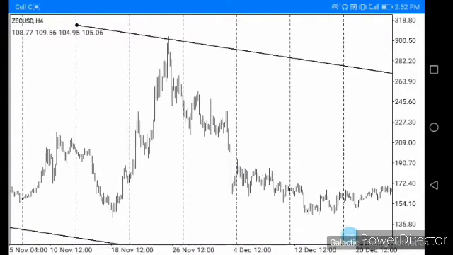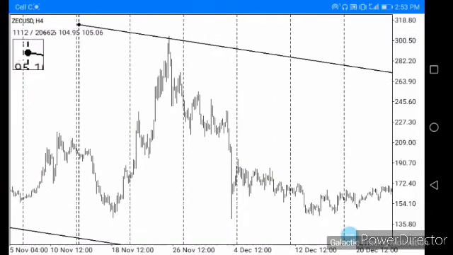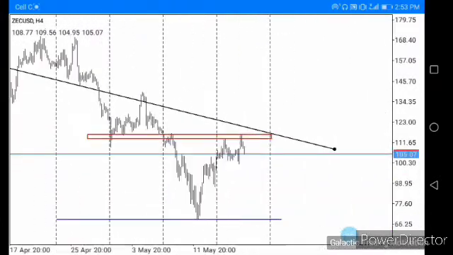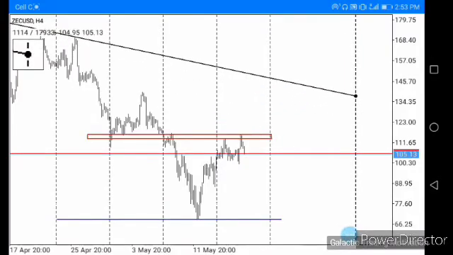So what else do we see on this daily chart that is significant or interesting? I don't see anything further. So what I'm going to do now is head over to the H4 chart.